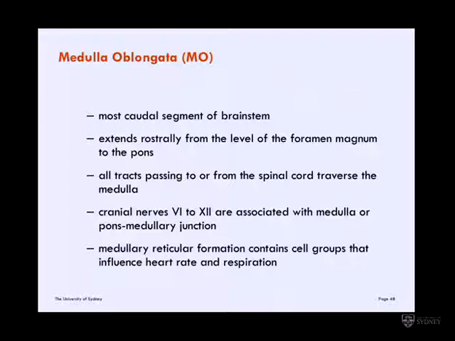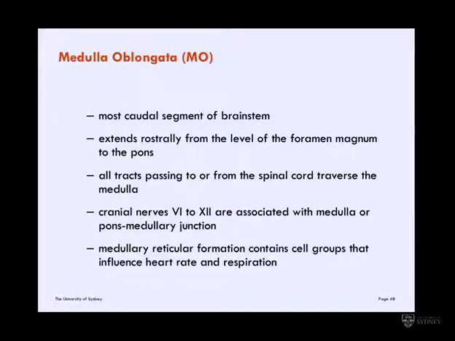The medulla oblongata is the most caudal segment then of the brainstem. So it is continuous with the spinal cord. It extends rostrally. Which direction is that? Rostral? Goes up. Yeah, rostrum means beak, right? So going up. Extends rostrally from the level of the foramen magnum.